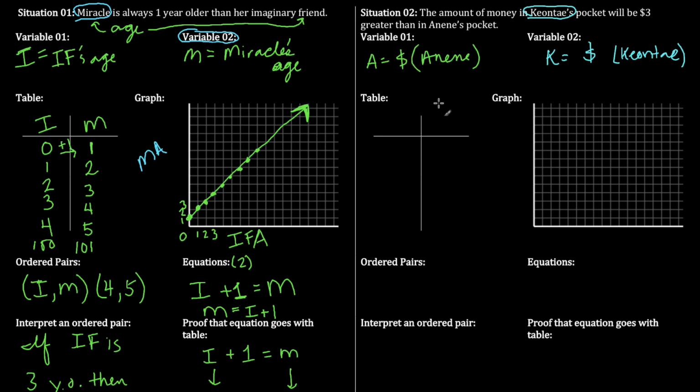So remember that we put them in the same order. So as before, if we cared about Miracle's age, she goes second. We cared about Keontae's money, his money goes second. And then we put this in regular order. So A, I'll put this in a different color than K. So Keontae will have 3 more. Okay, so I'm just gonna put some values here.